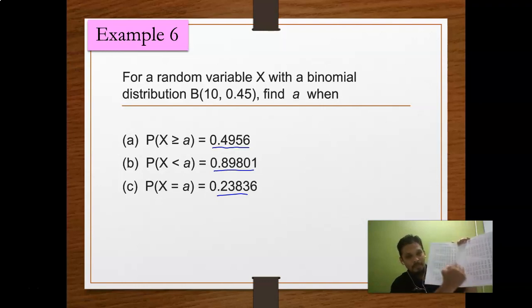We try to find what is the value of a here. So for this one, the number of trials is 10, and recall the probability of success here is 0.45. So the number of trials here is 10. Then go to page 6, and recall the probability of success is 0.45. So greater than a, 0.4956.